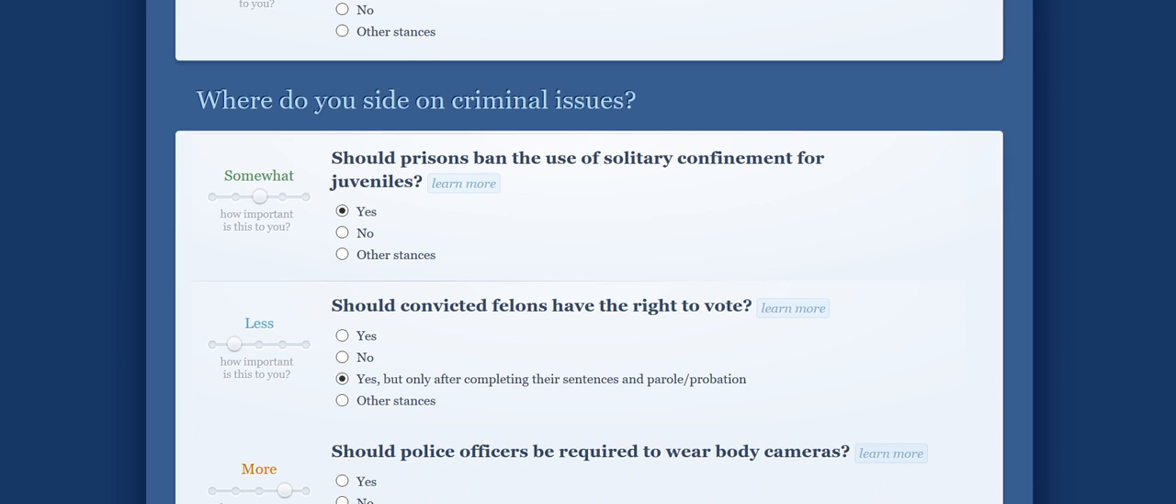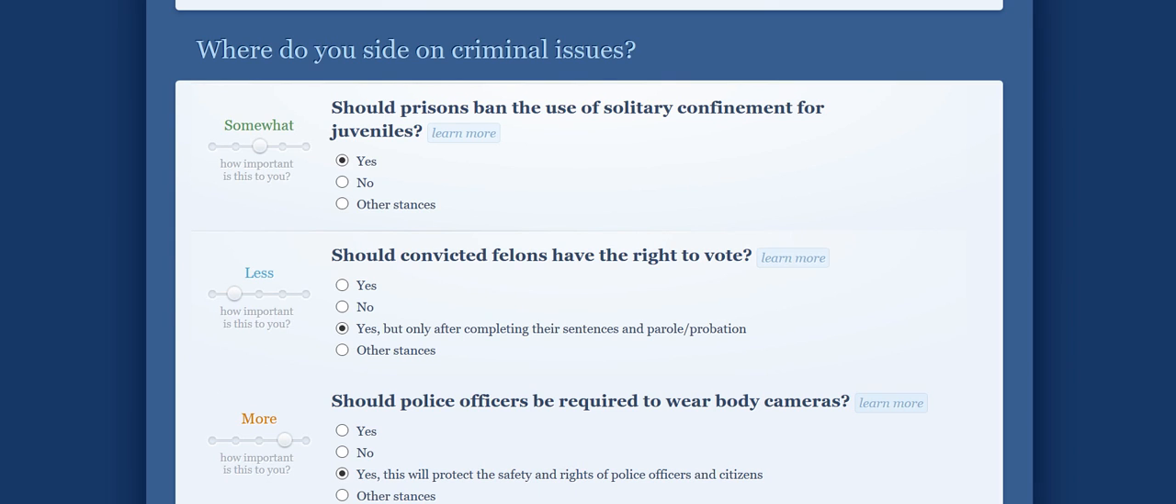Where do you side on criminal issues? Should prisons ban the use of solitary confinement? Yes, because that's torture. Experts, neuroscientists, people are like, yeah, no, that's exactly what that is, so just know what you're doing. Like, okay, you want to be for it? Fine, but that's torture, so you're pro-torture. I, for one, am anti-torture, so I don't want that to happen. The justice system shouldn't only be for punishment. It should also be for attempts at rehabilitation when possible. So torturing juveniles especially, it's like, what are you doing?